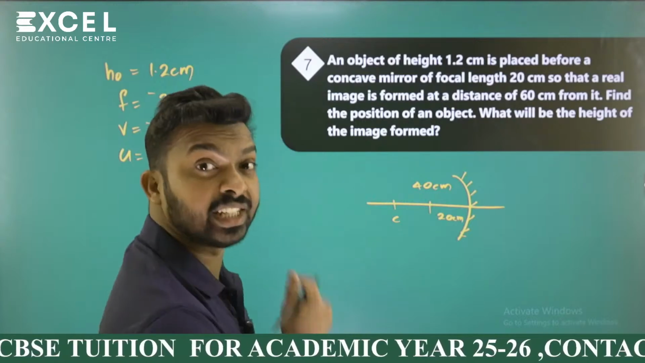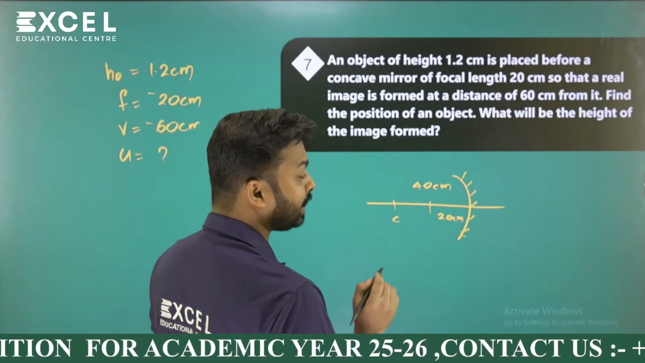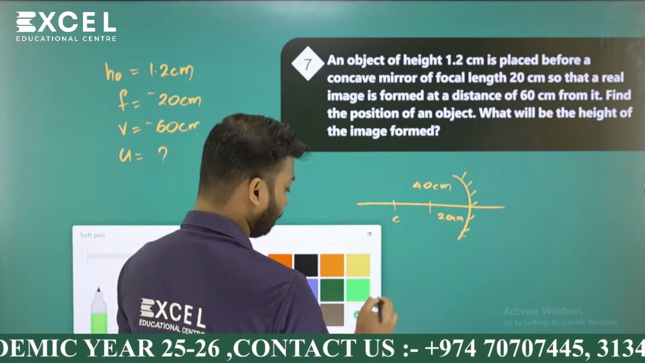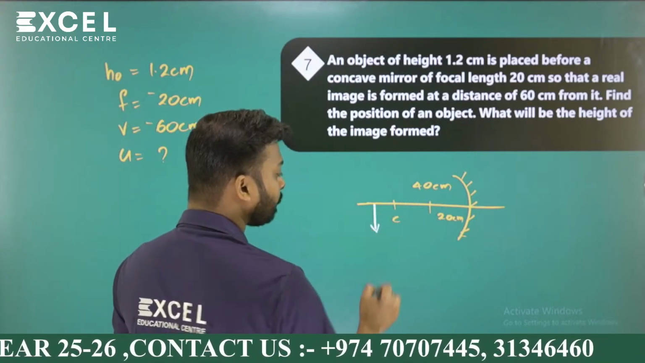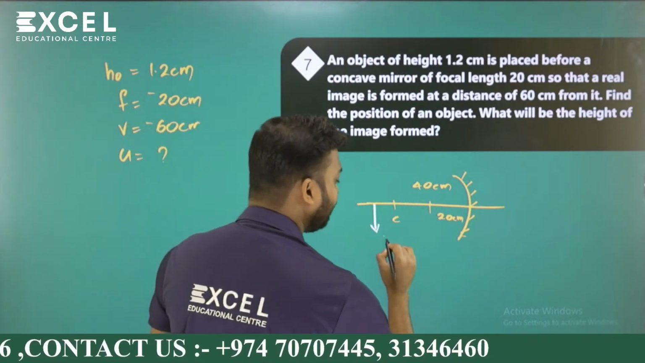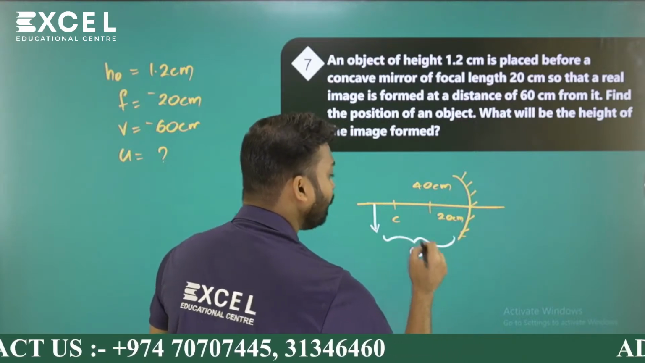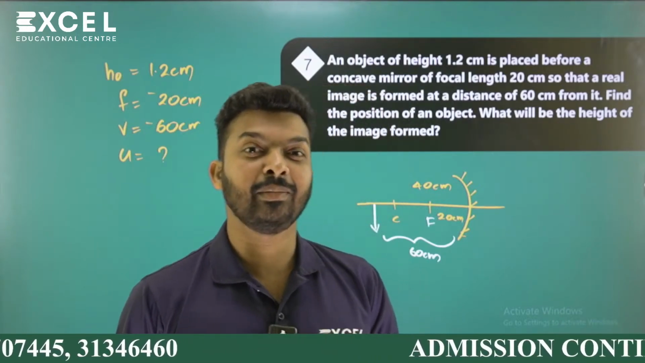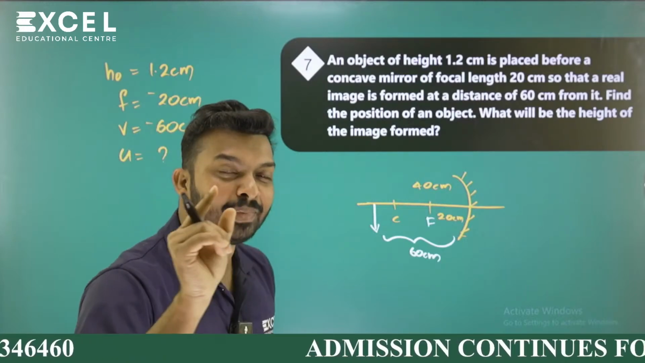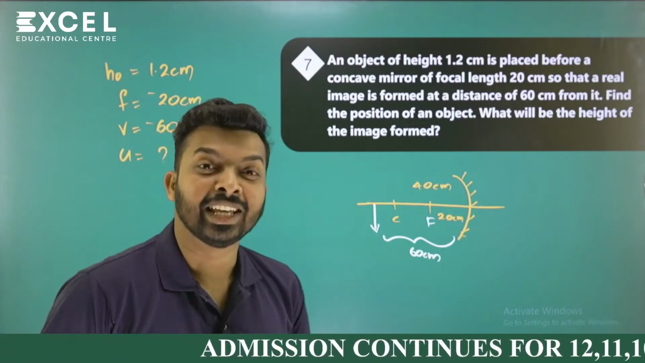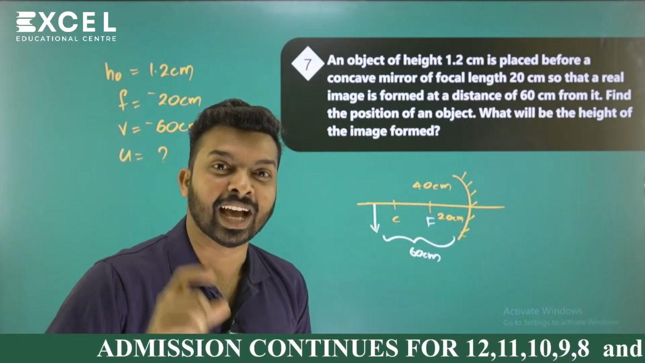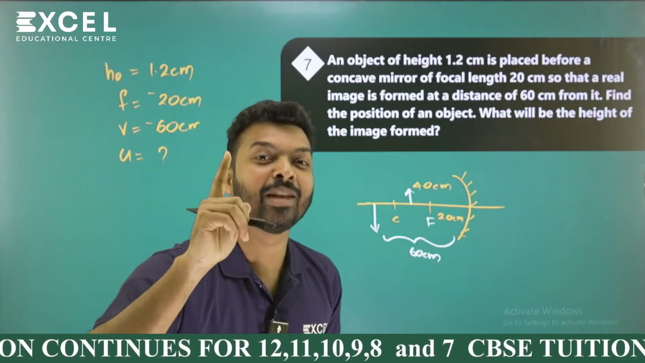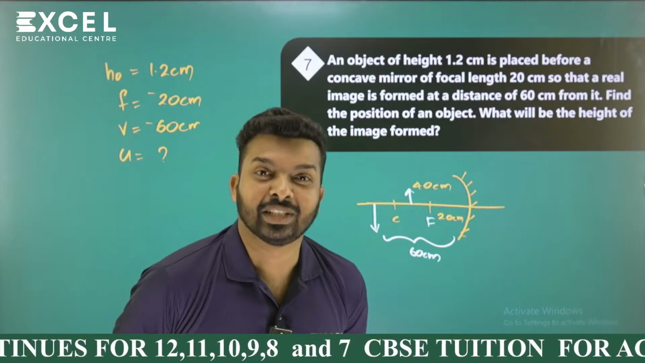I don't know where the object is kept, but I know one thing: the image is formed at 60, so it will be formed somewhere here. Understood? This is F, this is C. So the image is formed beyond C. Where will we get an image beyond C? I have to keep my object between C and F. Only then will I get an image beyond C. Understood, people?